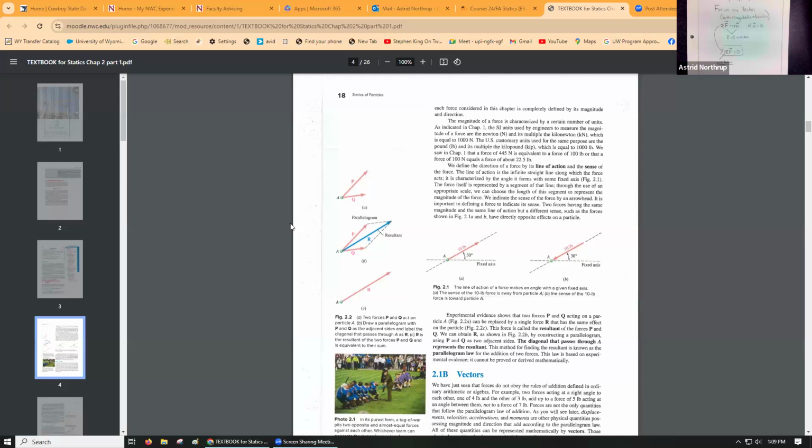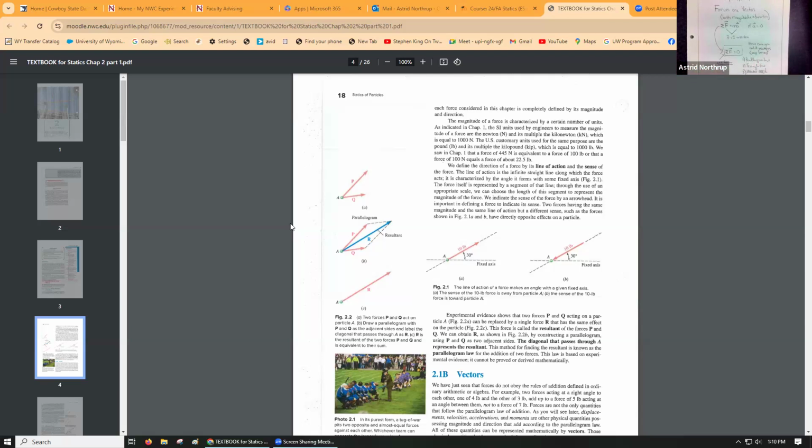All right. They talk about 3 different ways to add vectors, specifically forces. They give you a couple of different methods to do that. One is called the parallelogram law. Another one is called the triangle law. And the third one is vector math.